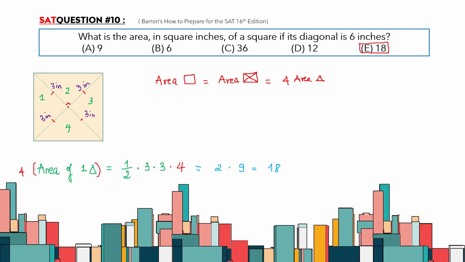Instead of using the diagonal information to find the side of a square and then using the normal area of the square, which is the side squared, that will take time to find the side of the square. In this case, instead of doing that, we divide the square into 4 parts, just like we did.